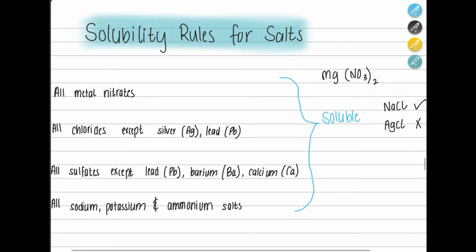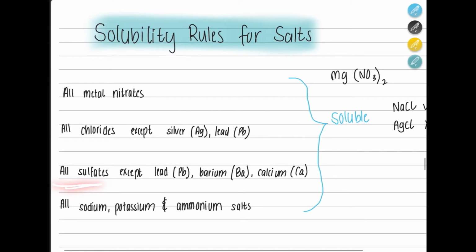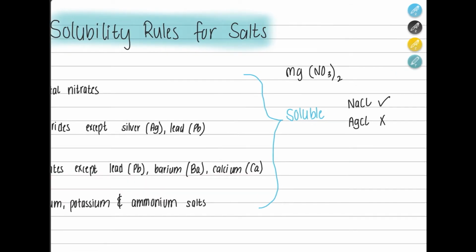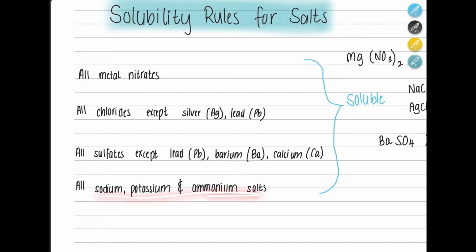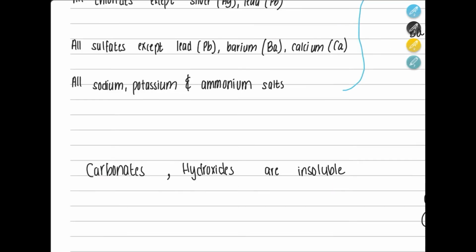Okay, that's it. All sulfates except lead, barium, and calcium are soluble in water. So for example, if I write barium sulfate, BaSO4, Ba also has a +2 state and sulfate also has -2, so they will cancel each other. This is how you write the formula. Barium sulfate is going to be insoluble in water, okay? And then all sodium, potassium, and ammonium salts are soluble in water.